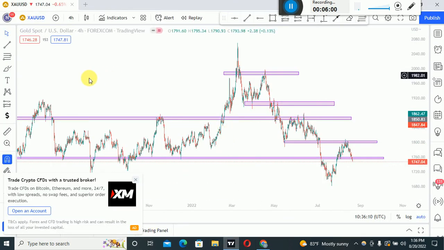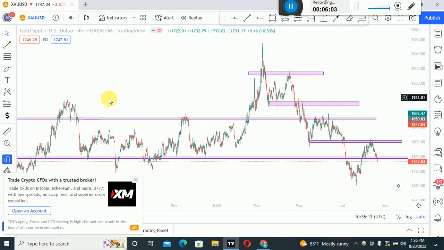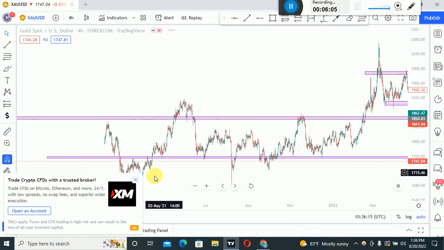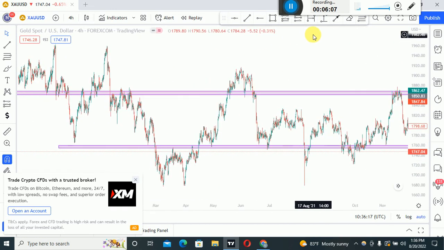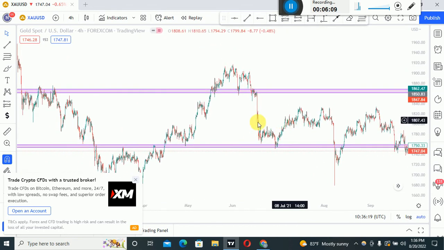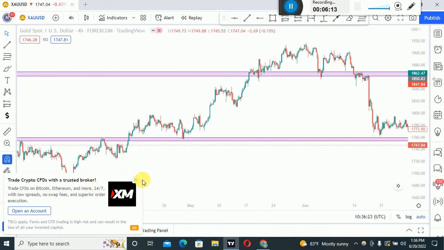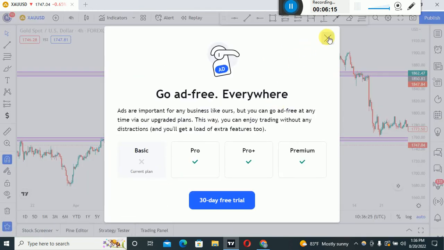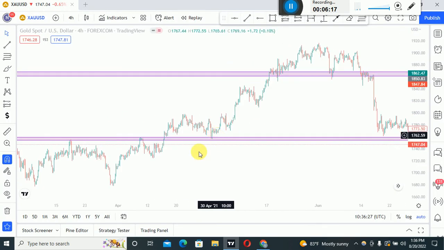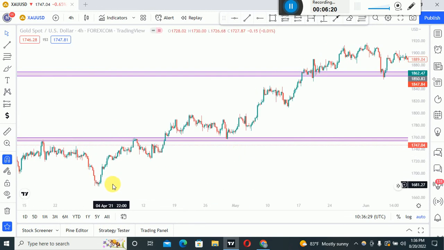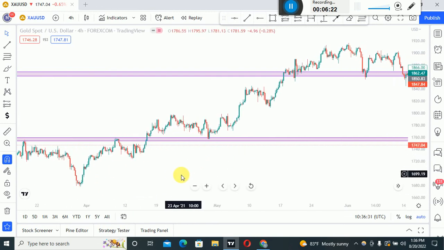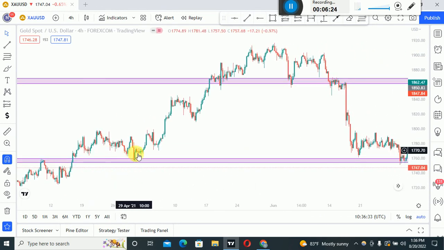This is a good 4-hour chart. You can see what's happening here. What we're talking about is the pump and dump. I want to be able to show you this. Do you see that the market was accumulating here, was consolidating here, and then it started to push up.